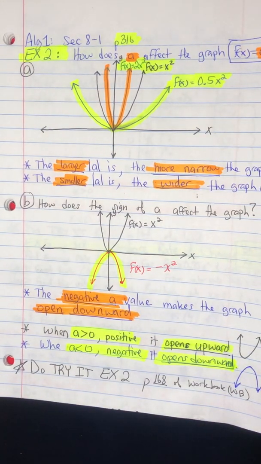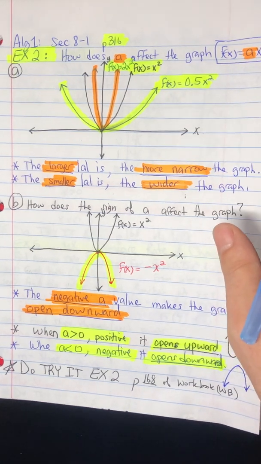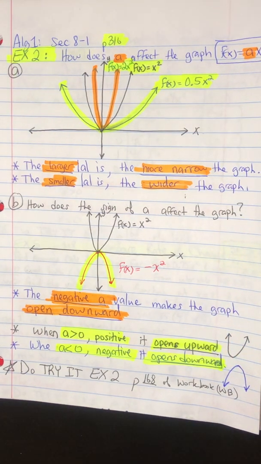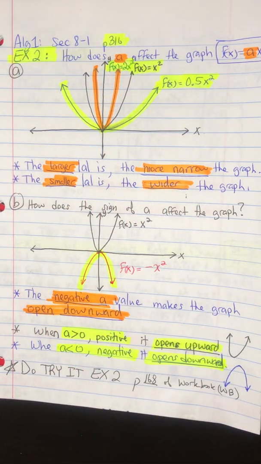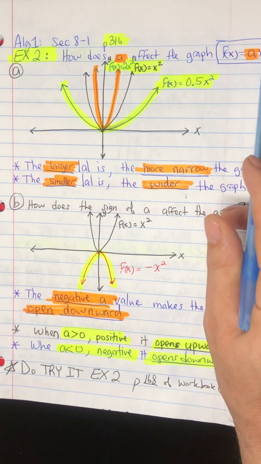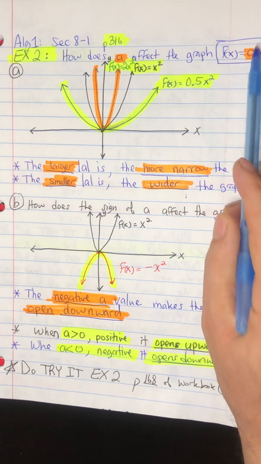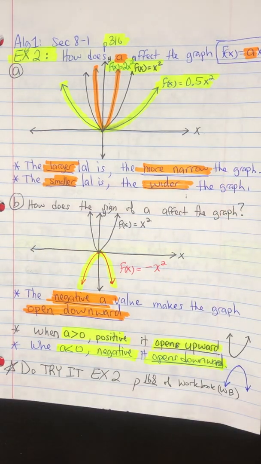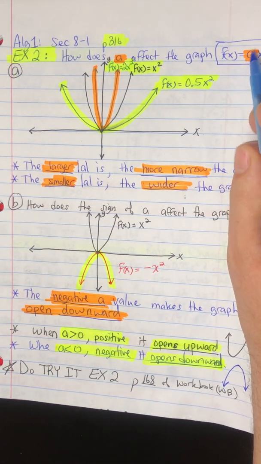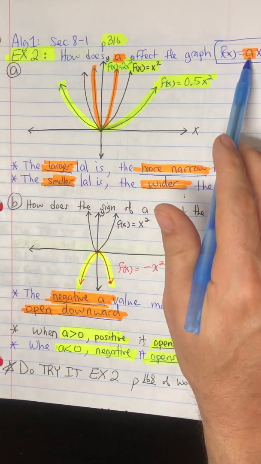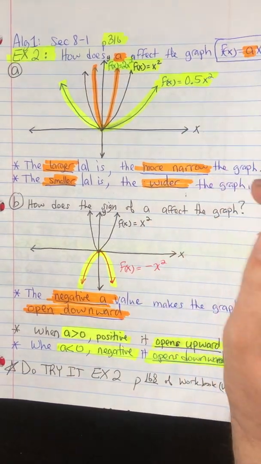Yeah, that's good. Okay, so example 2 is, how does A affect the graph of f of x equals ax squared? A would be the number in front of x squared if there is one. In the parent function, there was nothing there, so A was 1. Again, it was positive 1, it went upwards. So let's talk about A. If A is not 1, what happens?